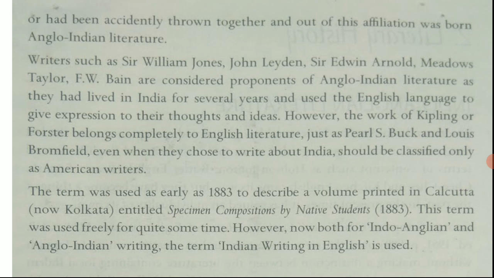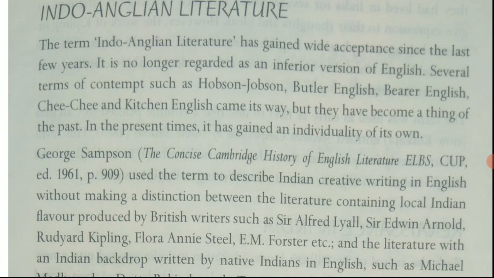The term was used as early as 1883 to describe a volume printed in Calcutta, now Kolkata, entitled Specimen Compositions by Native Students. This term was used freely for quite some time. However, now, for both Indo-Anglian and Anglo-Indian writing, the term Indian writing in English is used. And after the term Anglo-Indian, there comes the term Indo-Anglian literature.